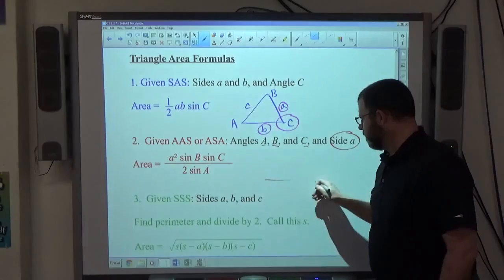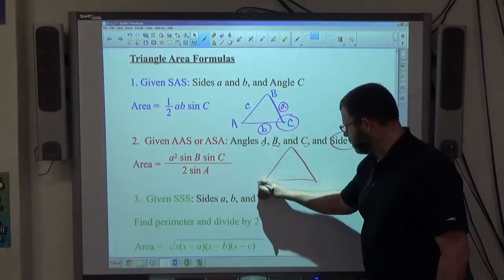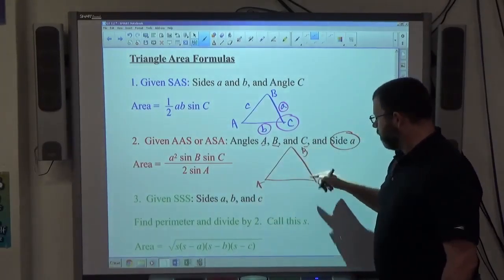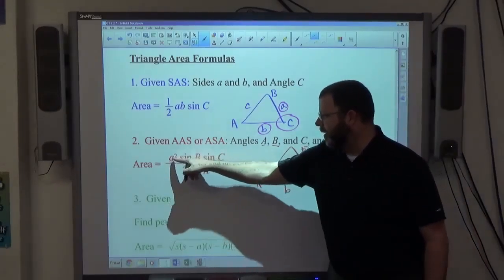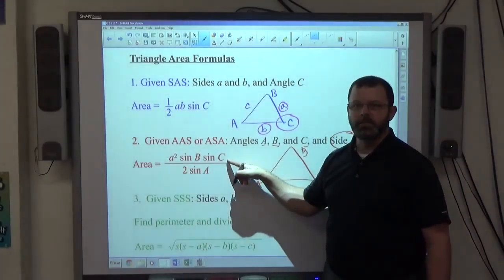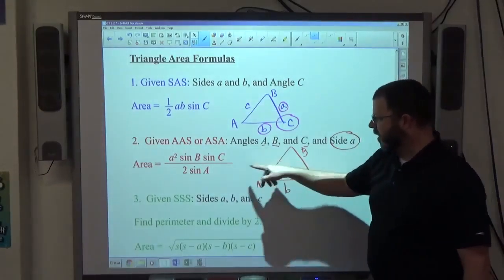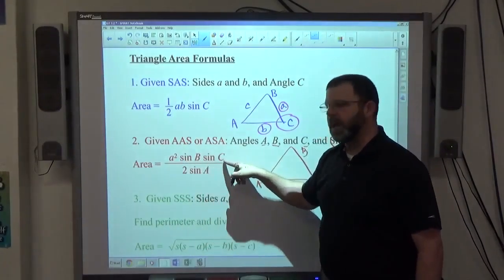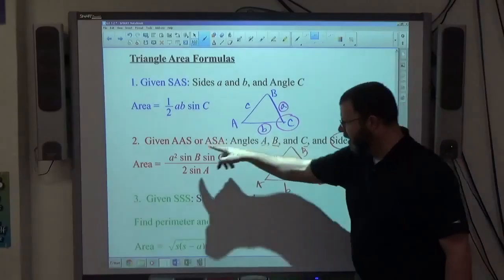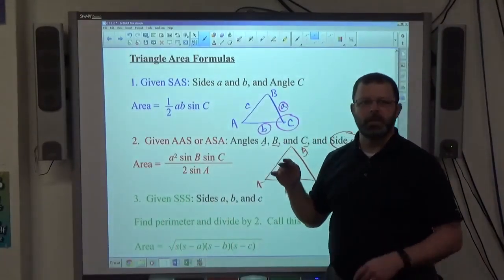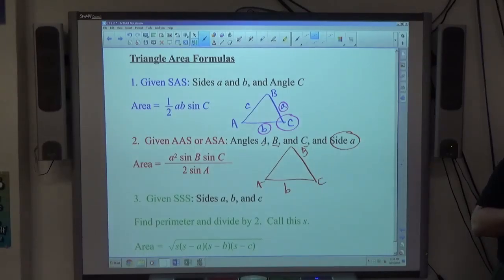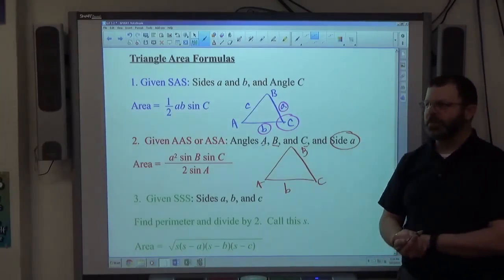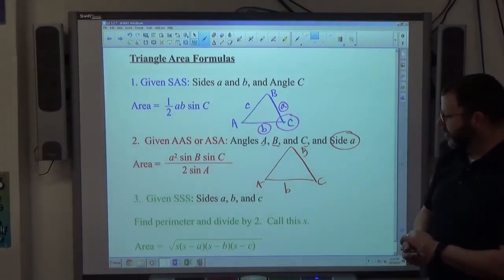So you're going to have all three angles, whichever side you know. Let's say I know side B, it'll be B on top and B on bottom, that'll be A and C. If you know side C, C on top, C on bottom, that'll be A and B. If you know A, A on top, A on bottom, that'll be B and C. So again, just sine of the two angles that aren't opposite the side divided by 2 times the sine of the angle opposite the side.